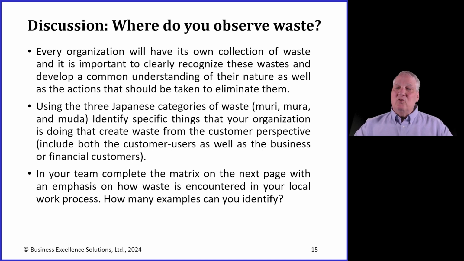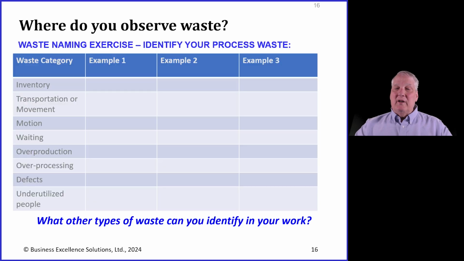So every organization will have its own collection of waste. And it's important to clearly recognize those wastes and to develop a common understanding of what they mean and what we should do to eliminate them. Using these 3 Japanese categories of waste, identify specific things your organization is doing that create waste from a customer perspective. And is your team, complete the matrix on the next page with an emphasis on how waste is encountered in your local work processes. How many examples can you identify?